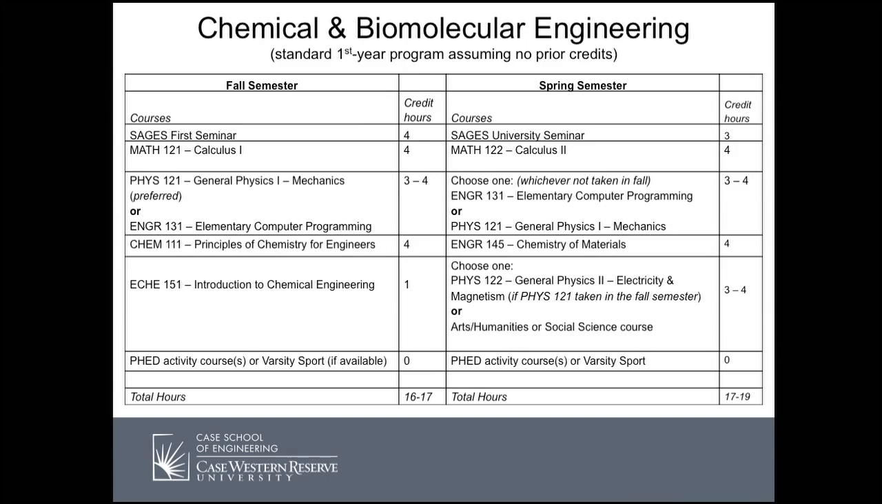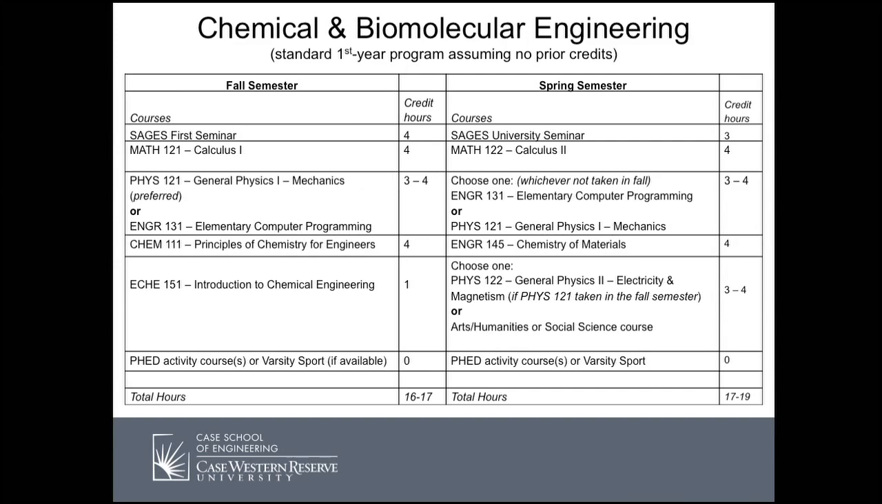In our case, there's a few differences you would see here. First of all, we do recommend that you take the first semester of Physics 121 in the fall semester, so that you have the opportunity to then take the second semester in the spring, which would allow you to finish physics within the first year. If you don't choose this option, it's not going to be catastrophic, but that's definitely what we prefer.